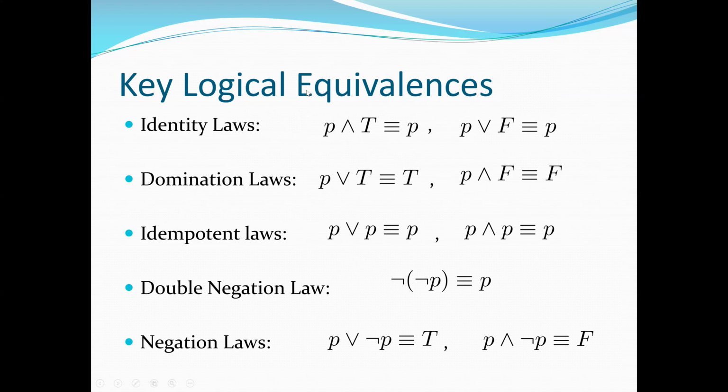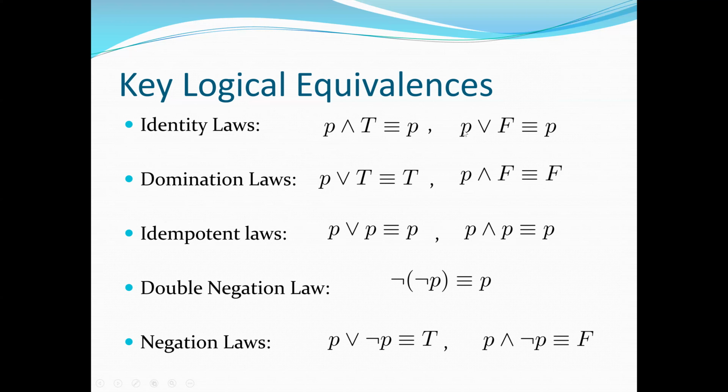So identity law means if I have P and true or false, always my answer will be P. So the first example, identity law said, P and T is always P, but P and F is not always P. It may depend on the value. So here, if P is true, true and true is true. If P is false, false and true is still what? False. So P will determine the answer.